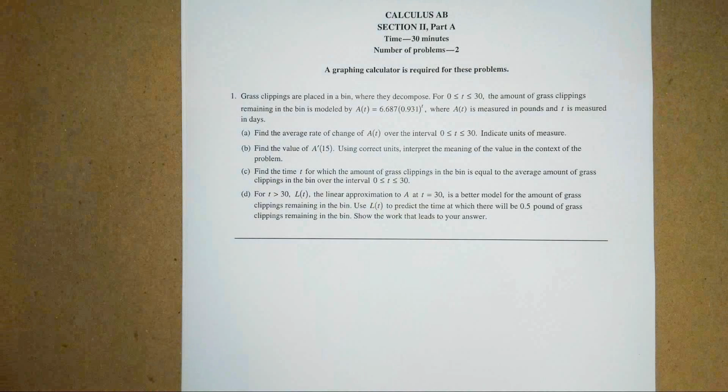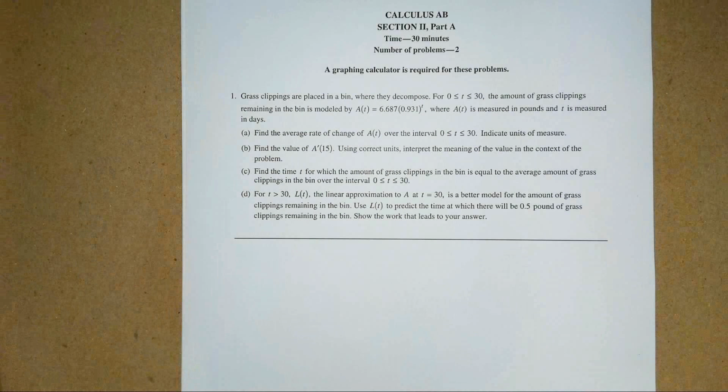It says, grass clippings are placed in a bin where they decompose for time t between 0 to 30. The amount of grass clippings remaining in the bin is modeled by A of t equals that equation, where A of t is measured in pounds and t is measured in days.